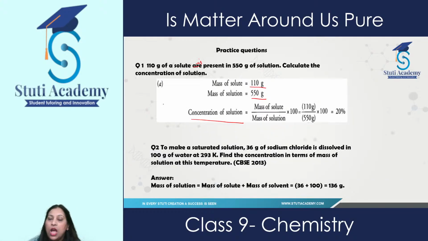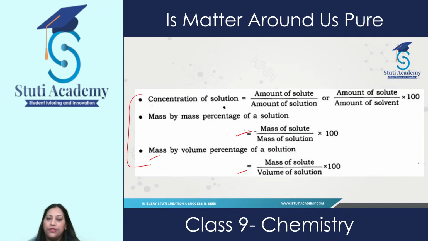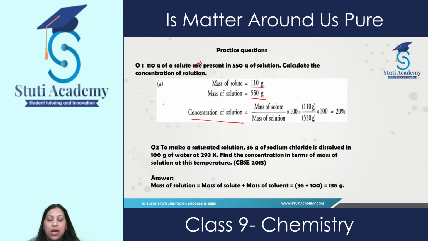The concentration, how will you find it? So you'll use the first formula, this one, in which the amount of solute and the amount of solvent or amount of solution are given. But in this question, these two are given. So we'll use this formula, mass of solute upon mass of solution multiplied by 100. And what is the mass of solute? It is 100 gram, and the mass of solution is 550 gram, and multiply by 100.